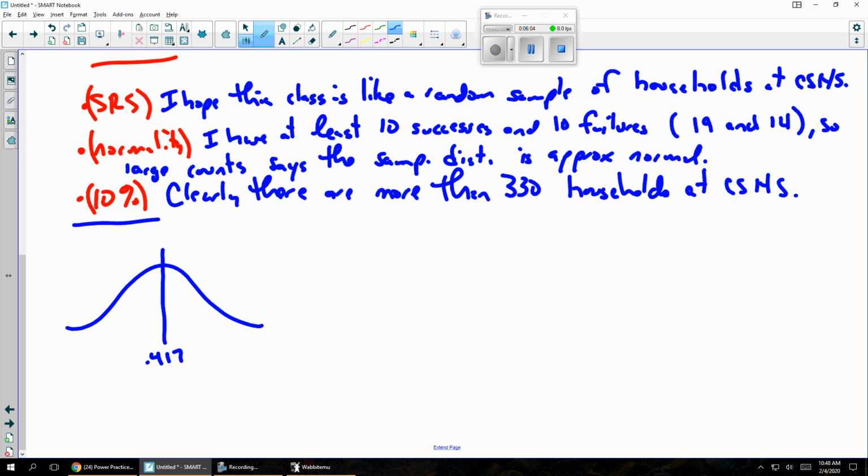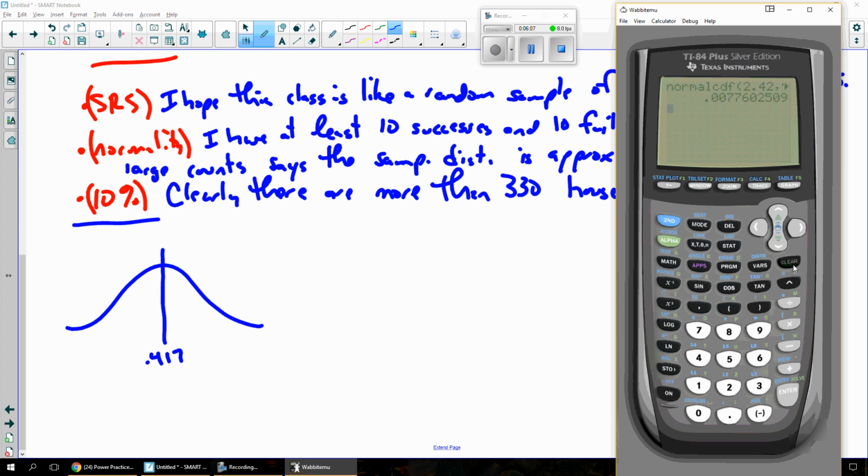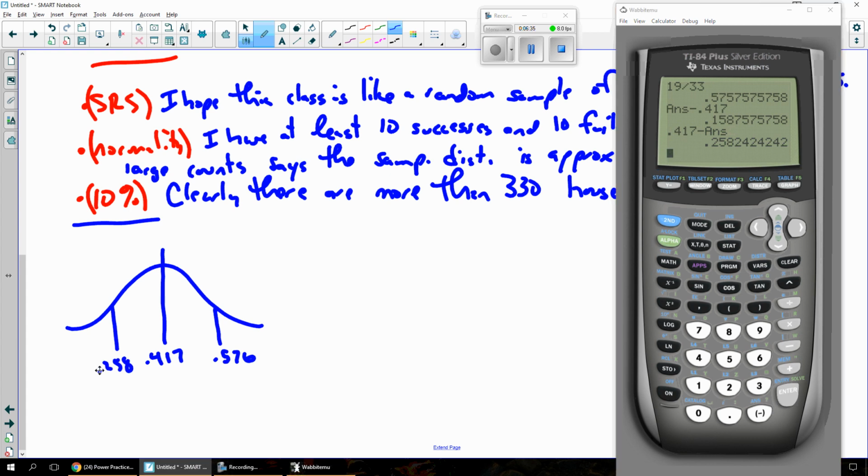Then if I grab my calculator, I see that 19 divided by 33 is 57.6, or 0.576. I've got another fence over here on this side, and so to figure that out, I'm seeing how far they are apart, and then I'm going to go that distance again to get 0.258. And again, the idea is that this distance and this distance need to be the same. So I figured out what that one distance was and then did it from the other side.